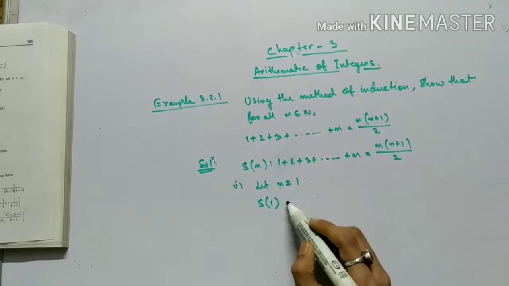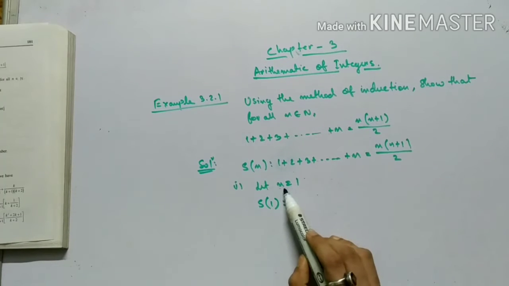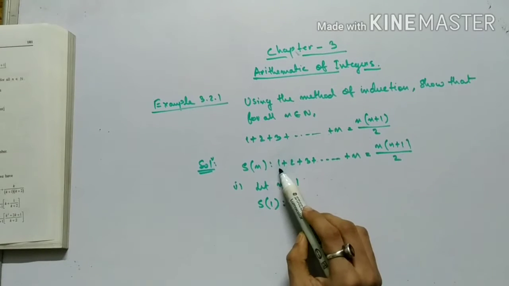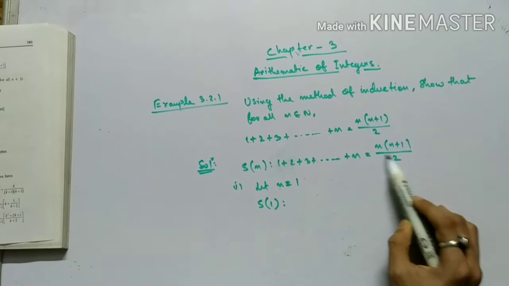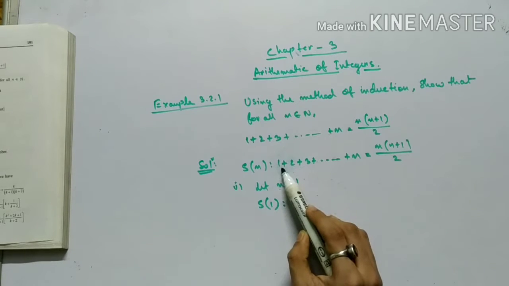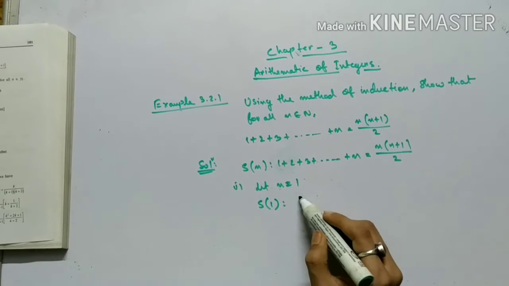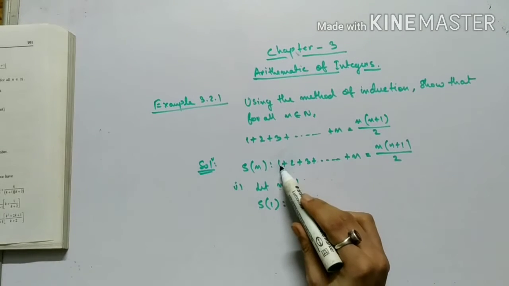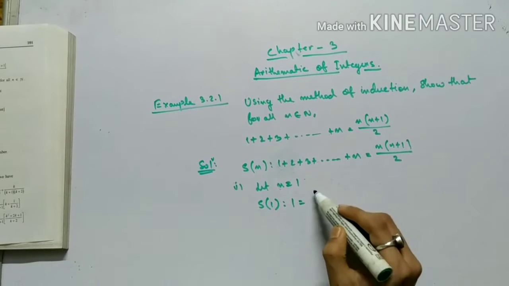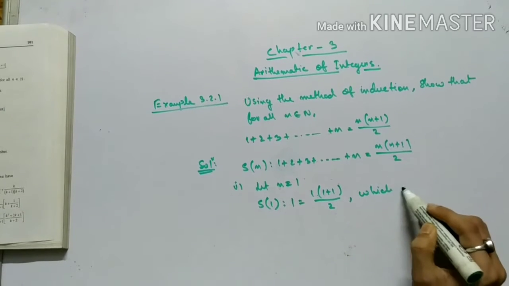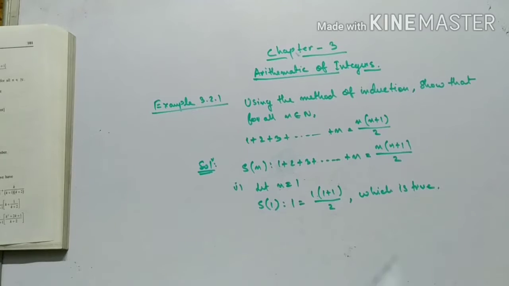So therefore S1 will be equal to, this n value 1 I will put in here. Okay, and I will see if I get the first term or not. So therefore, this is your 1. Okay, this is your 1 is equal to 1 into 1 plus 1 by 2, which is true. So the following statement is true when n value is 1.